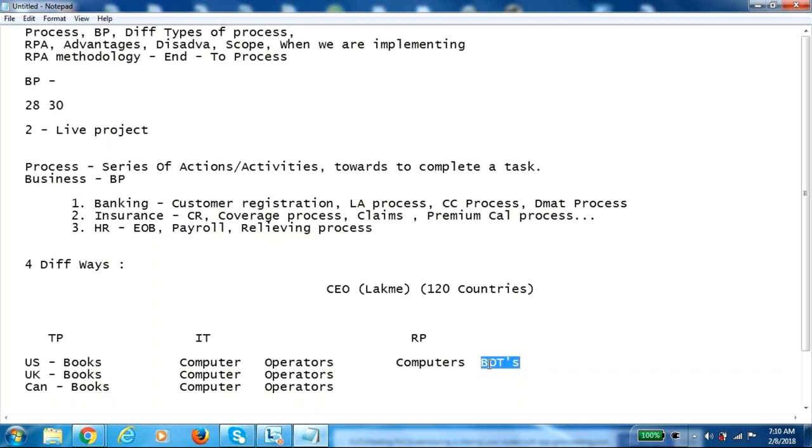So in the IT process, we are doing the business in the format of computers, but these computers are operated by operators. But in the robotic process, we are doing the business in computers with the help of bots. So what are these bots doing, sir? Again, same thing. See, computers. We are doing it in computers and handling it by bots. Next, again in Canada, also doing it in computers and handling this information by bots.